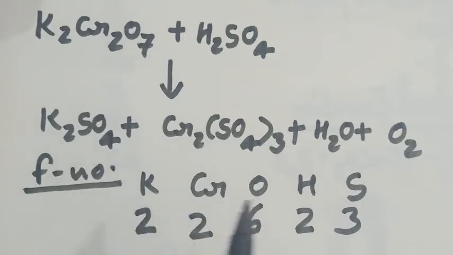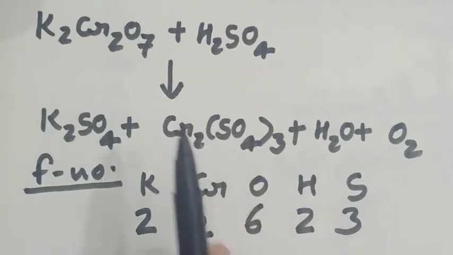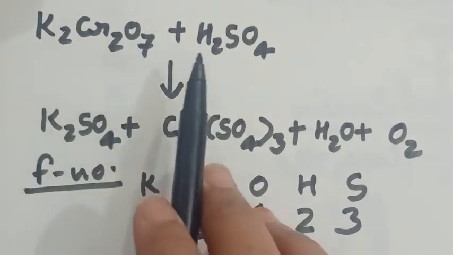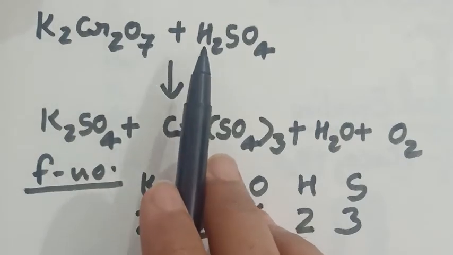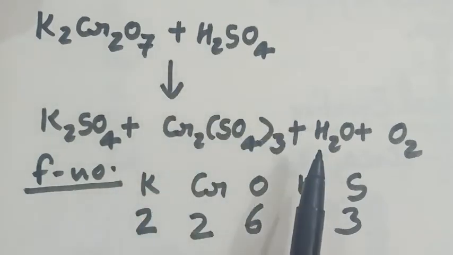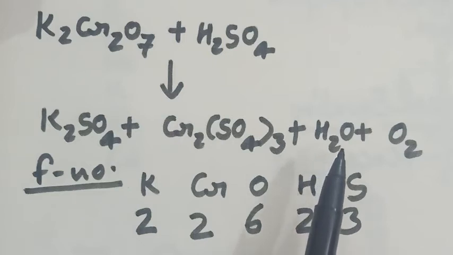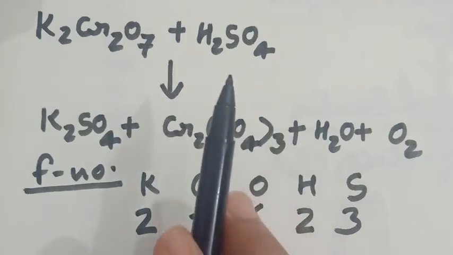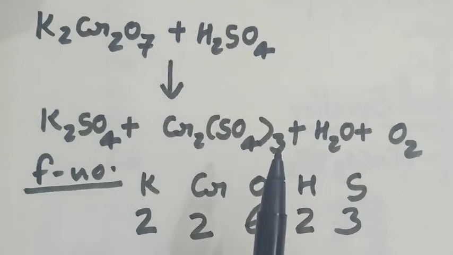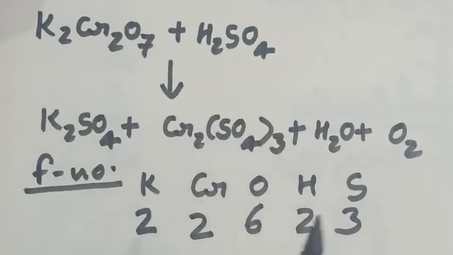Now move to hydrogen. Student, on the reactant side, how many hydrogen atoms are there? 2. And on the product side also 2. So there are 2 hydrogen atoms towards the reactant side and 2 towards the product side, thus it needs no balancing. Now move to the sulfur, which has frequency number 3.